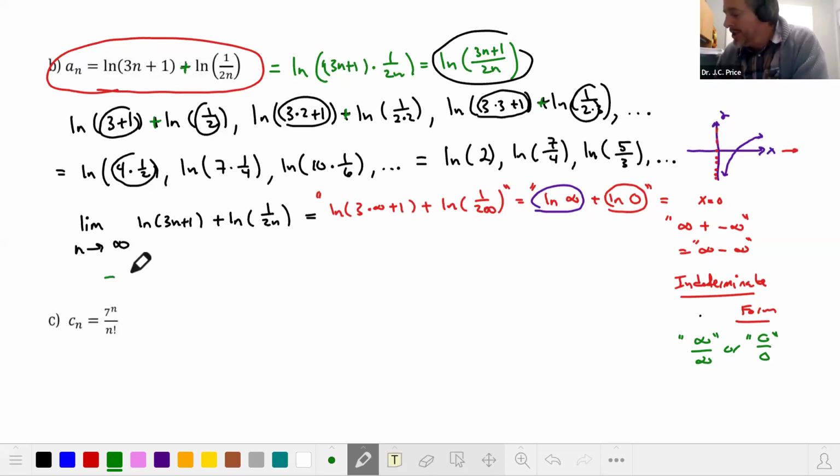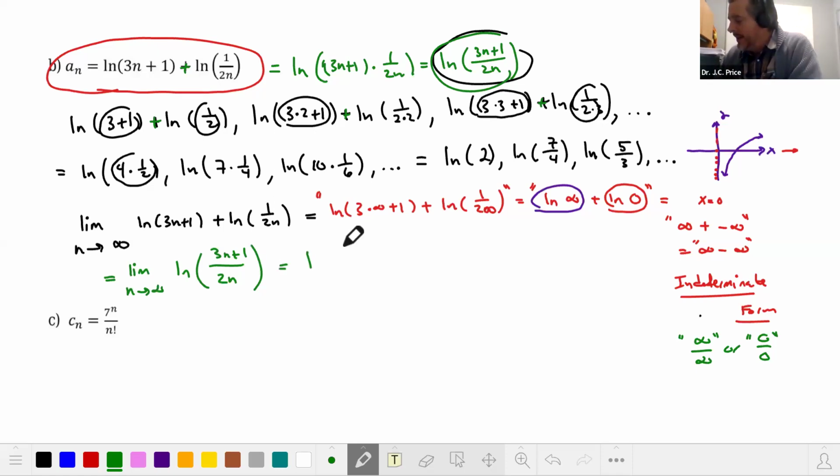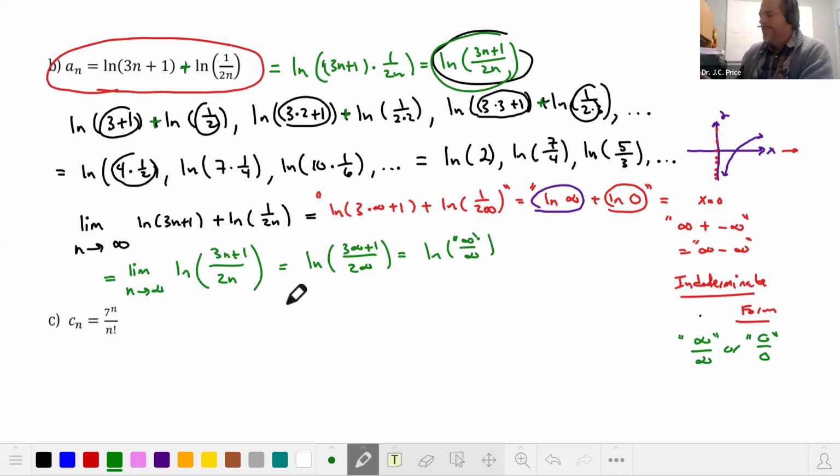So remember, this is actually equal to the limit as n goes to infinity of ln of, and we already did it up here, 3n plus 1 divided by 2n. And so now if you plug in infinity, what do we get? We get ln of 3 times infinity plus 1 on top over 2 times infinity on the bottom, which is basically ln of infinity over infinity. And that infinity over infinity is that indeterminate form that we can L'Hopital. Or actually, it's a little bit easier. So if you want to L'Hopital this, you can. So you just go on the inside and you L'Hopital it. But it might be easier in this case just to use some infinity arguments.